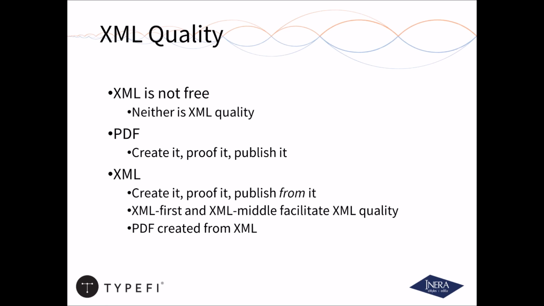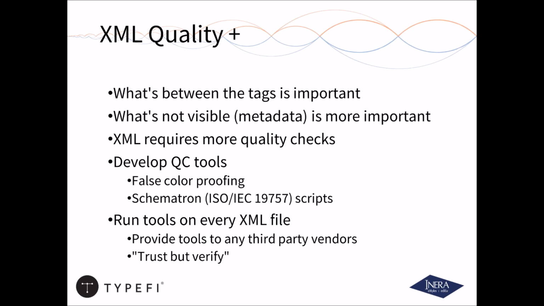This really is a huge liability with the post-publication conversion to XML, in that you just have no guarantee that that XML matches the final published content in the PDF. But you may want to up the game a little bit more and take a look at what we call XML Quality Plus. Because the content that's in between the XML tags is important, but what's often even more important is the metadata about the document, which may not be visible in the document, but may be part of the XML of that document. So doing checks on this kind of information requires more quality checks.